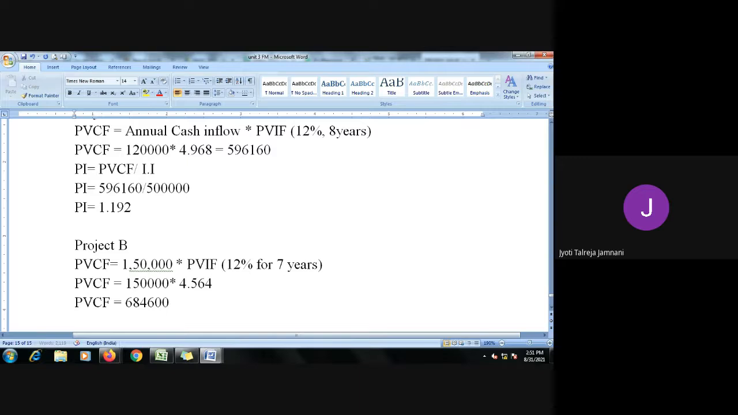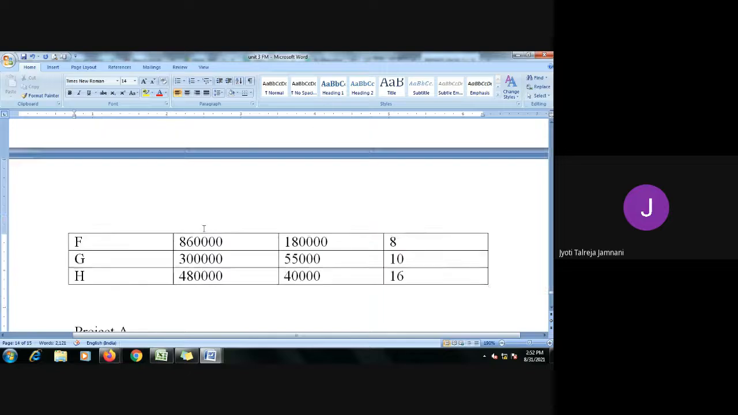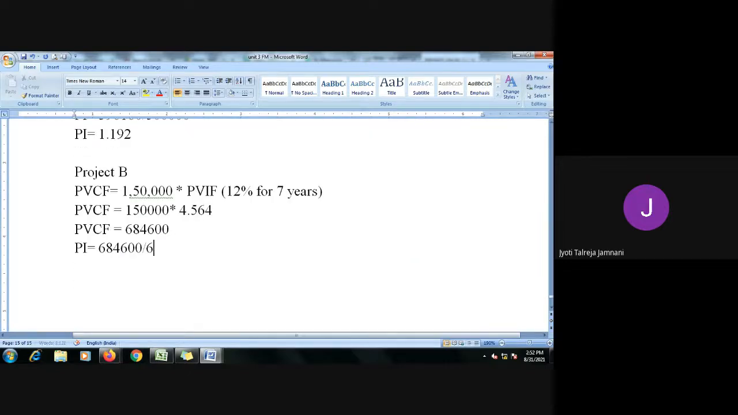Now we can find the profitability index, which is equal to 6,84,600 divided by the initial investment 6 lakh rupees. So divided by 6 lakh. So you will get profitability index is equal to 1.141.